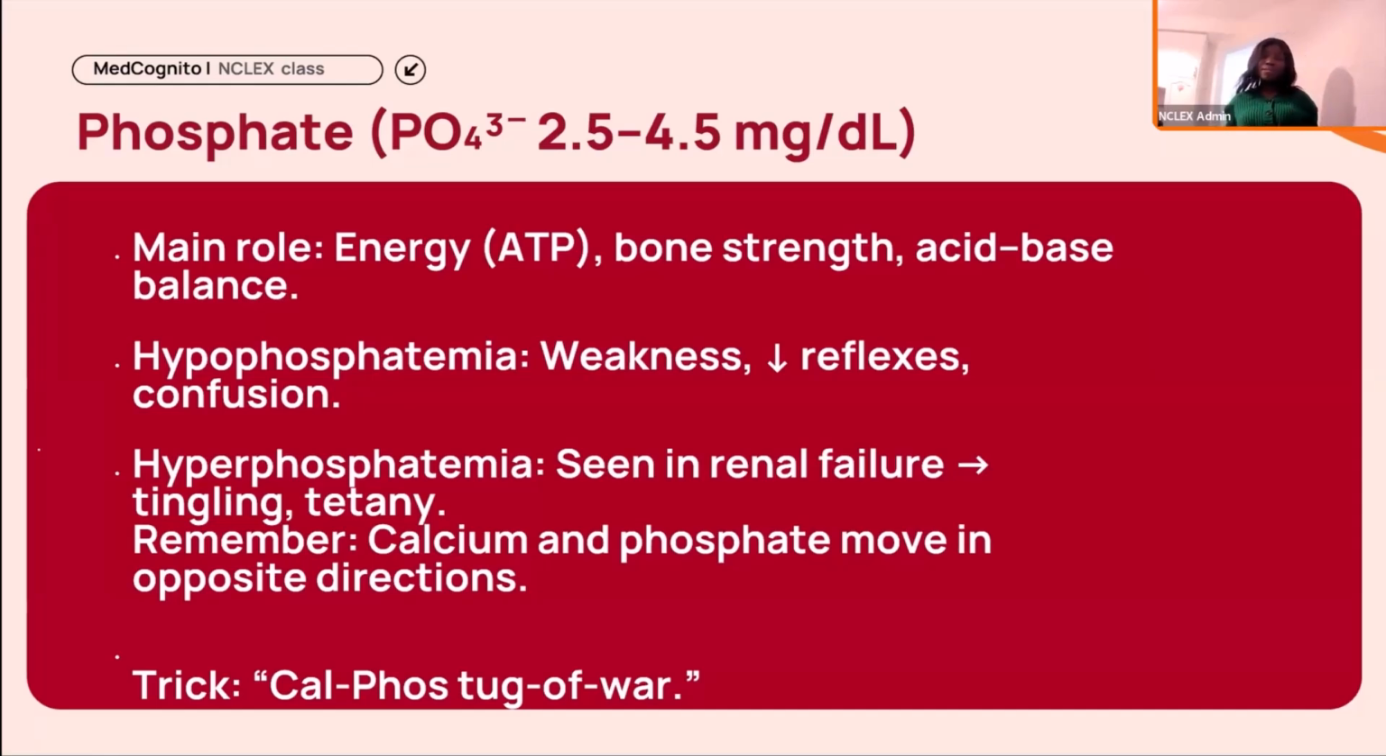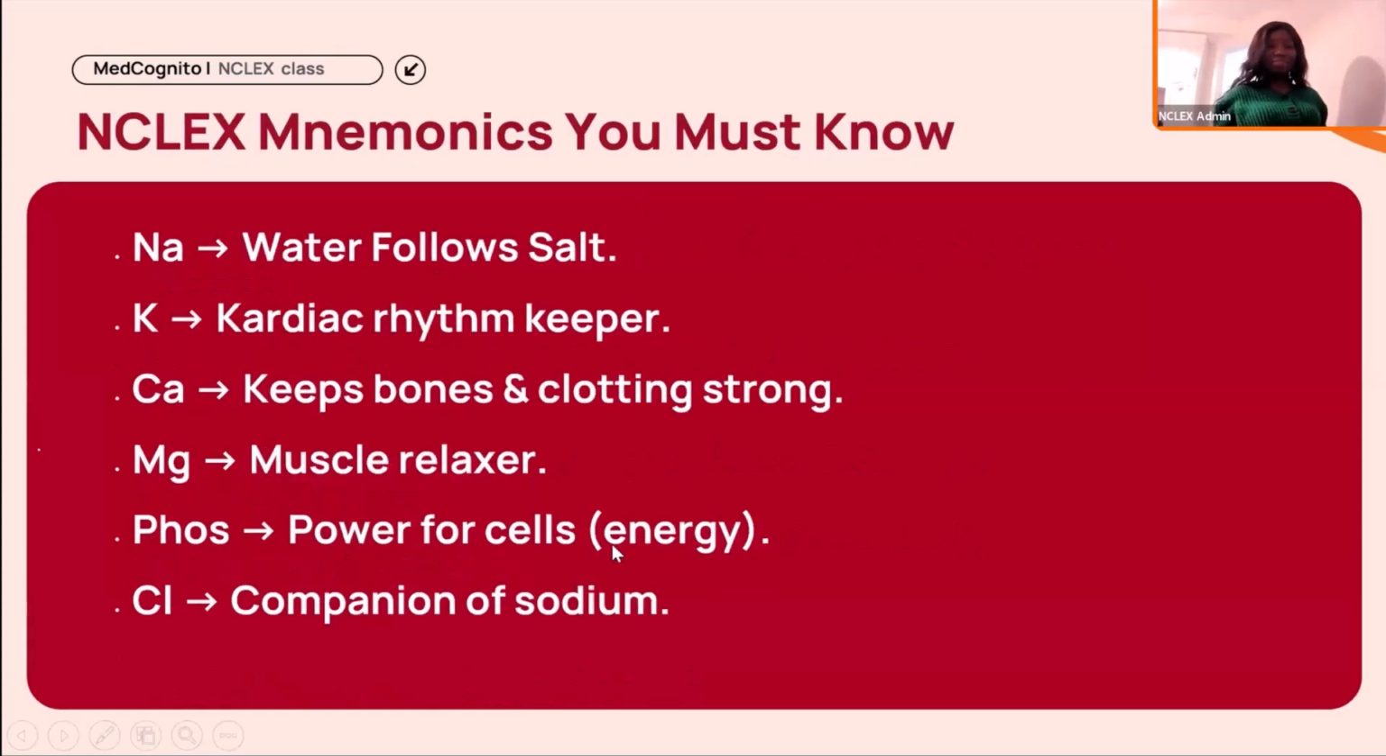So remember this, calcium and phosphate will move in opposite directions. So anytime you see calcium and phosphate, remember the tug of war. So when calcium is increasing, phosphate will decrease. If phosphate is increasing, calcium will decrease. So they are in that kind of tug of war relationship, indirect relationship. So do not forget this. So I'm summing it up here to make it simple.